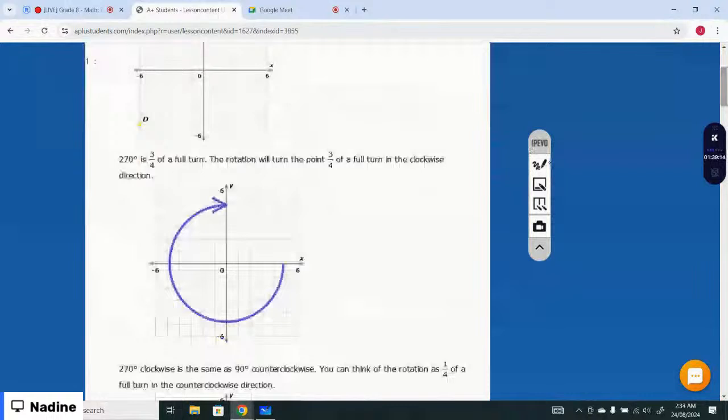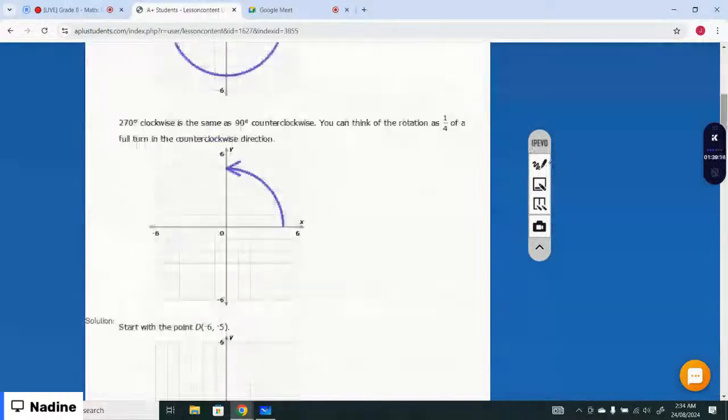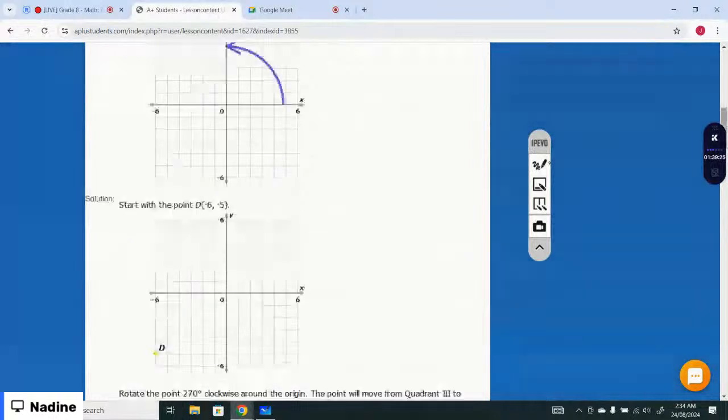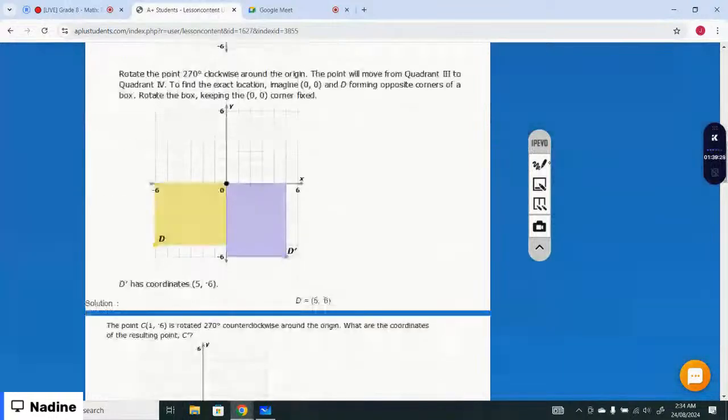270 degrees means a 3/4 turn, right? So either you go 3/4 or you go 1/4 rotation in the other direction. They are both exactly the same, right? So here, rotate the point 270 degrees clockwise around the origin. The point will move from quadrant 3 to quadrant 4. To find the exact location, imagine (0, 0) and D forming opposite corners of a box. Rotate the box keeping the (0, 0) corner fixed.